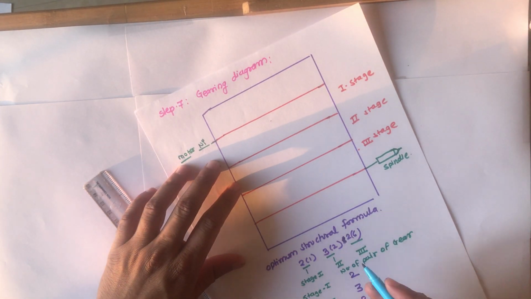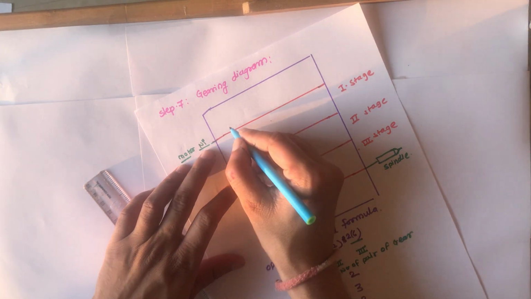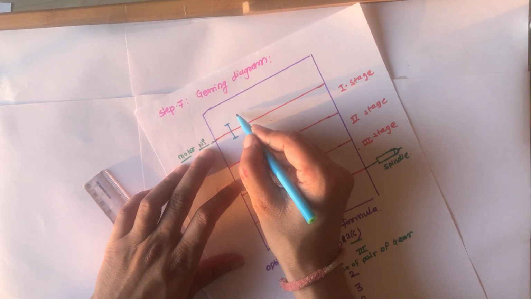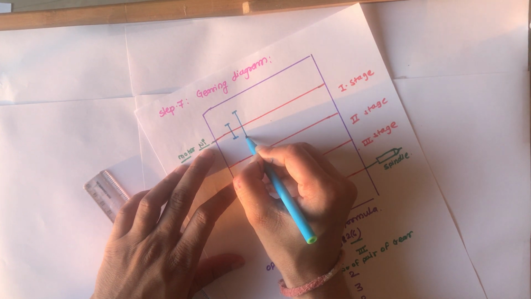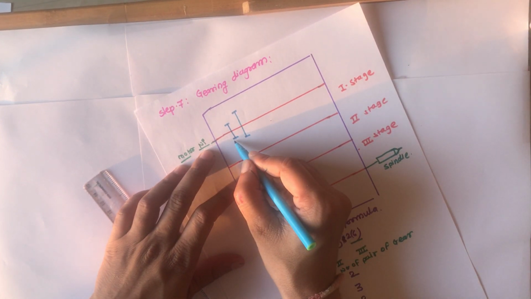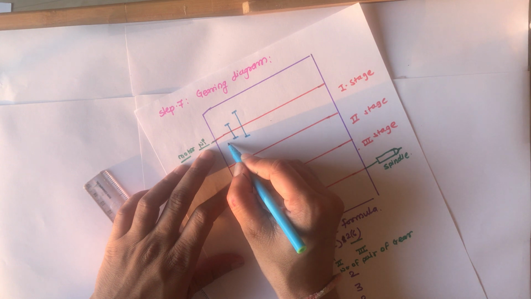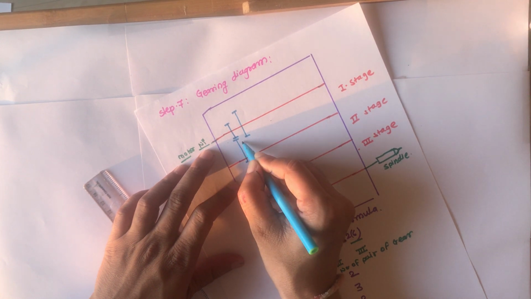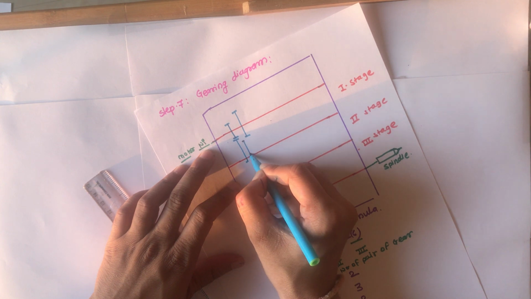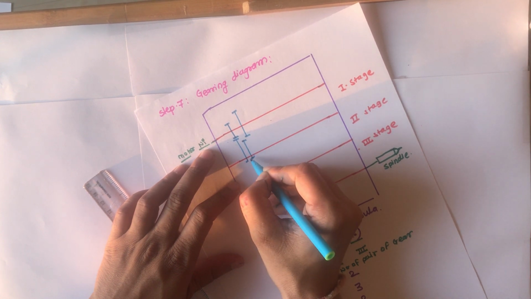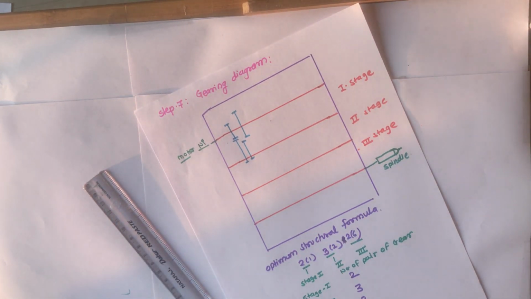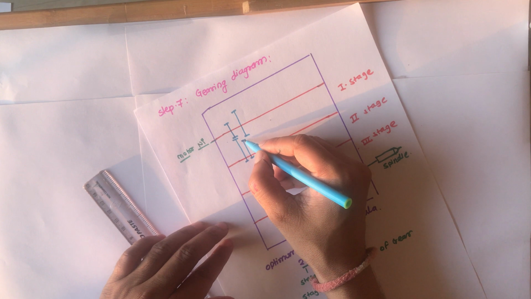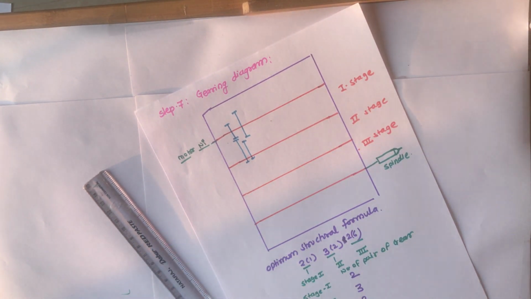In the first stage there will be two gears. This will connect to here and here, these two gears. This will connect to this, and this, after sliding, will get engaged with these two gears.